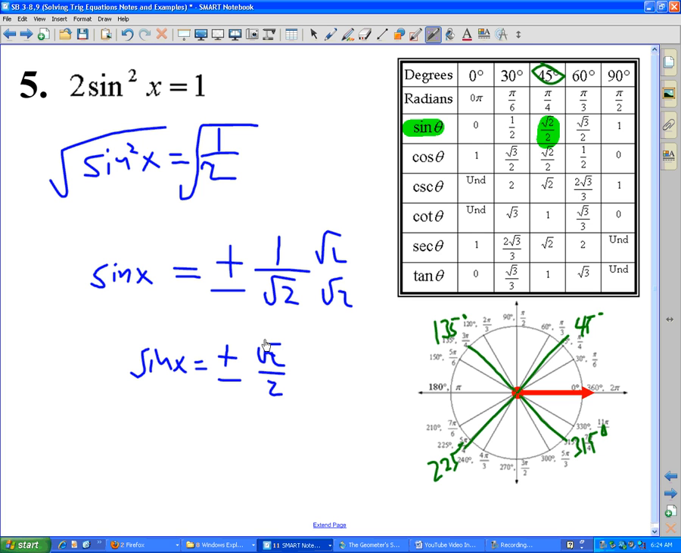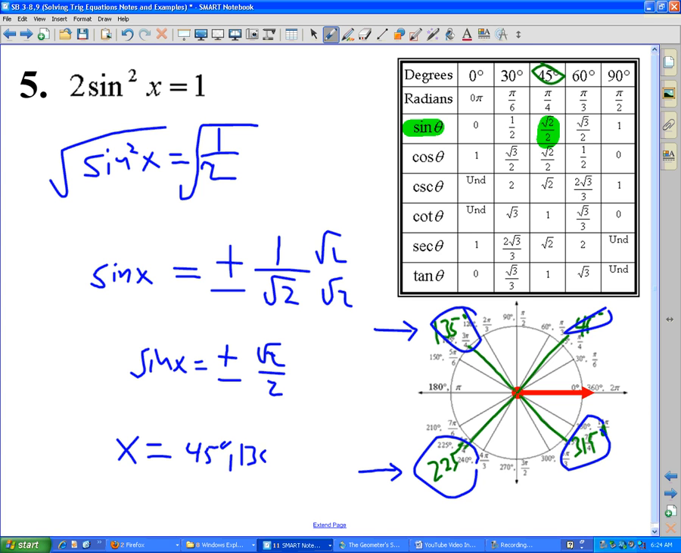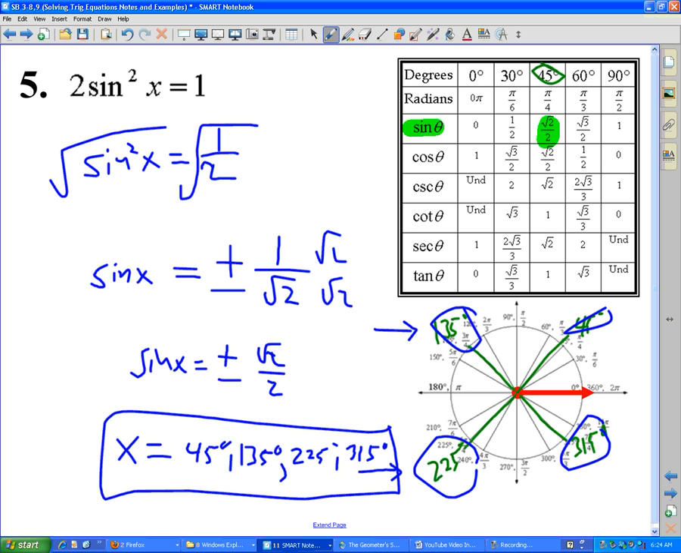Okay, if we want both positive and negative, we know that the sine, which is y, is positive up here, so I want those, and it's negative down here. So if it was only the positives I wanted, I would take these 2 up here. If it was only negatives, down here. But since I want both, our angles have to be 45 degrees, 135 degrees, 225 degrees, and 315 degrees. Okay, there's your answer. It's nice to box your answers.